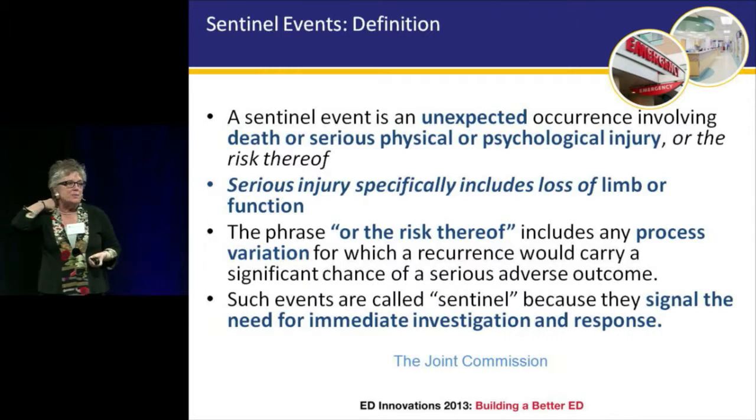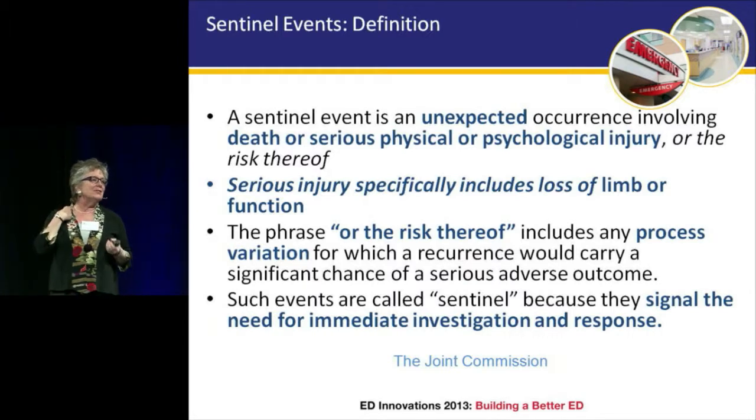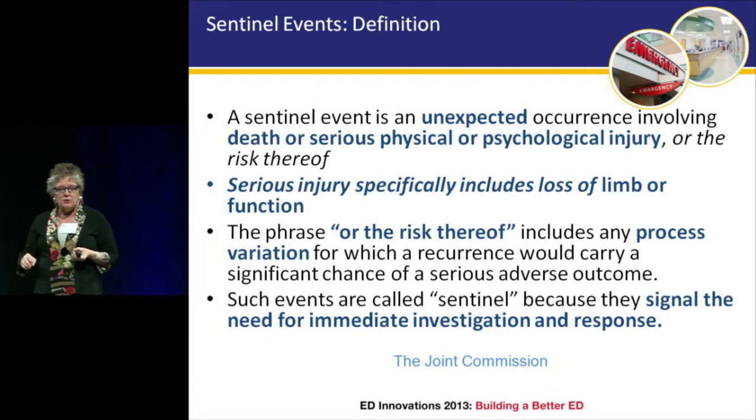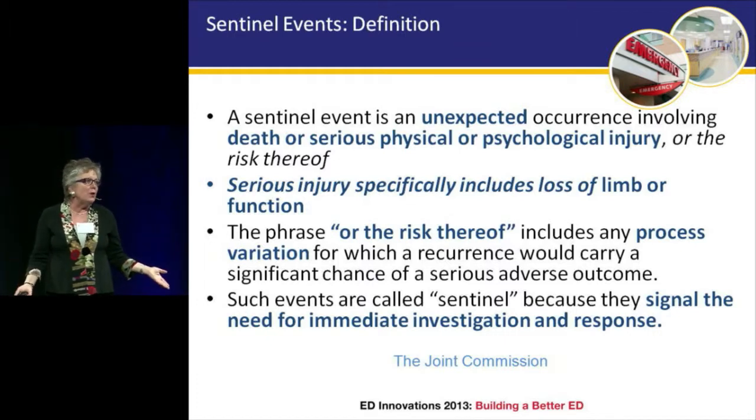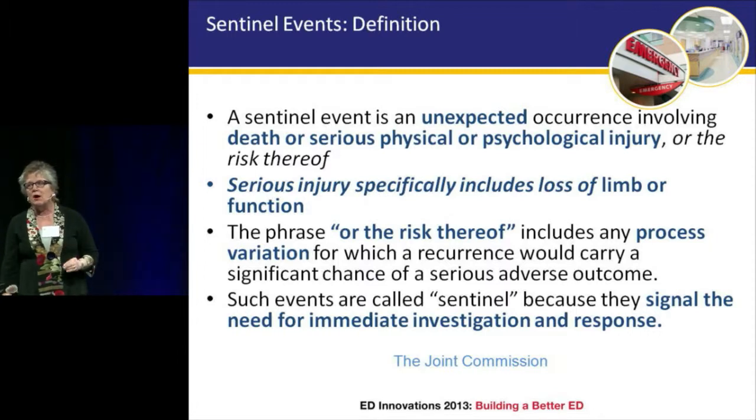But it's something unexpected. There's some death or serious disability, something happens, or psychological injury, or even the risk thereof. So serious injury specifically includes loss of limb or function, which we would all recognize, but it's the risk thereof. You could have something happen. I'm going to give you an example in a minute where it's just a process problem that if that process is not corrected, someone will get hurt if they've not gotten hurt already. And they signal the need for immediate investigation and response.